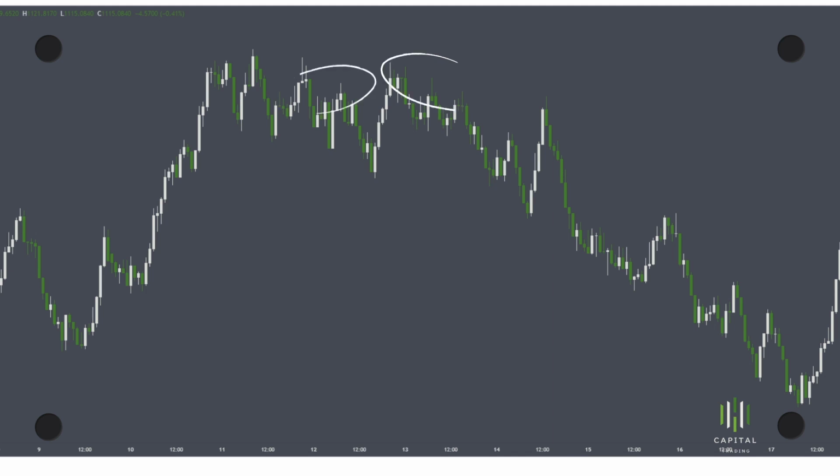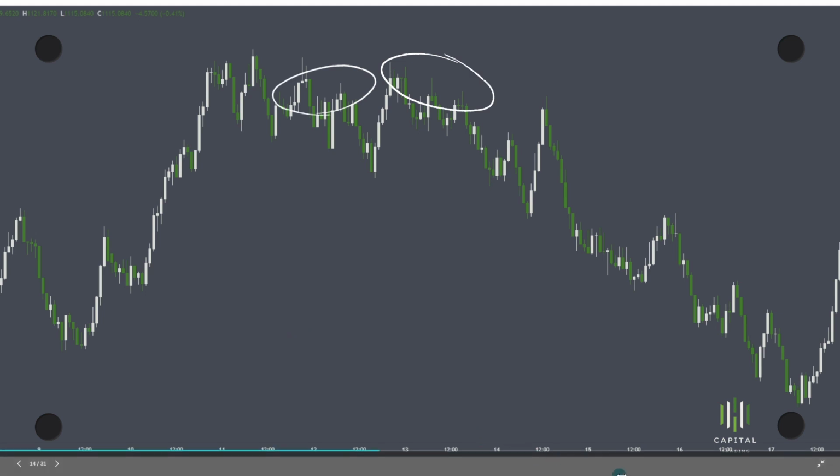So now we jump onto our next price action tool, which is the ICT breaker block.